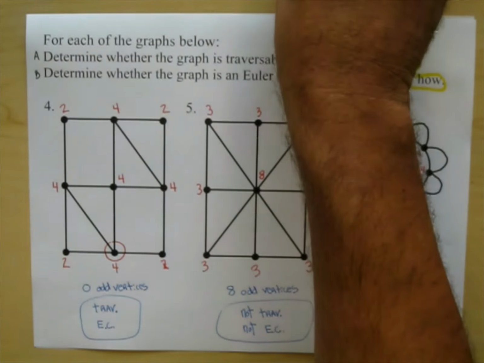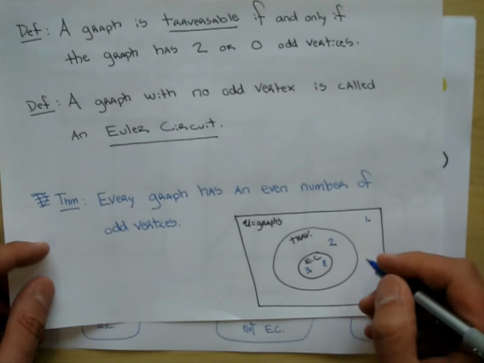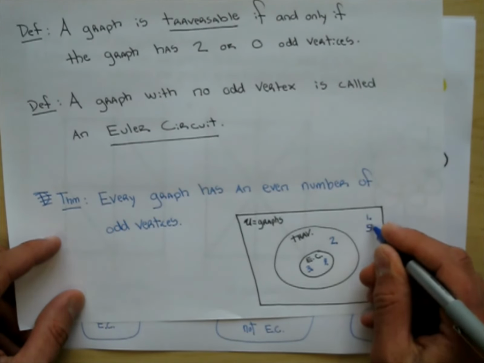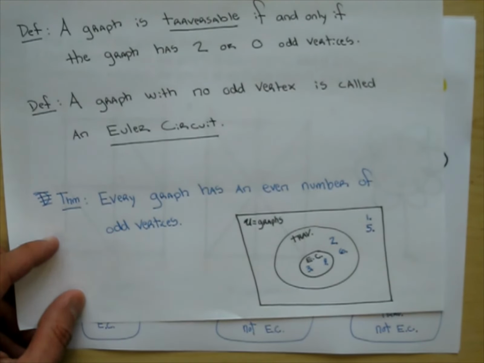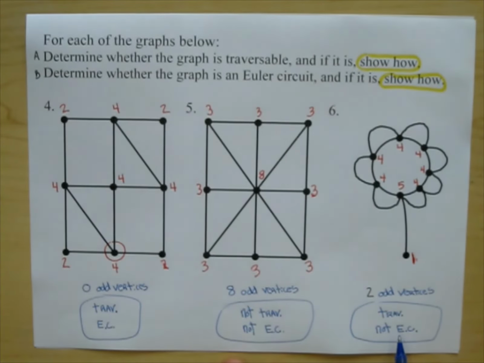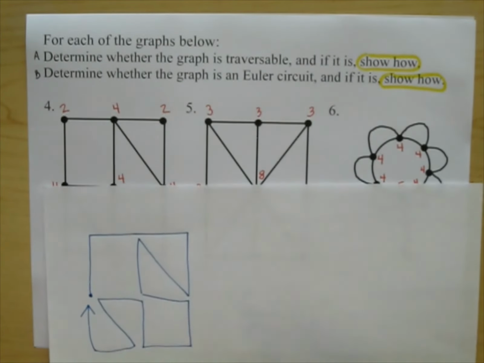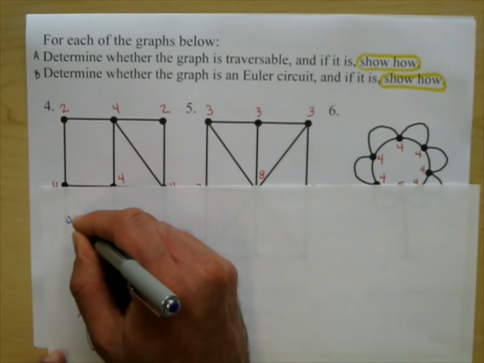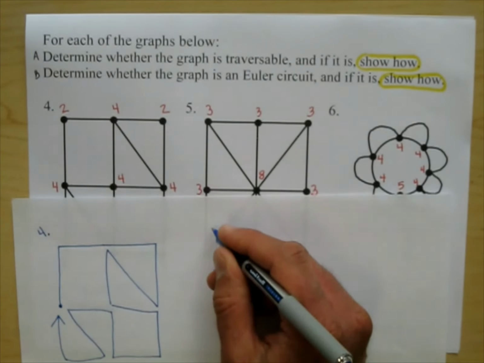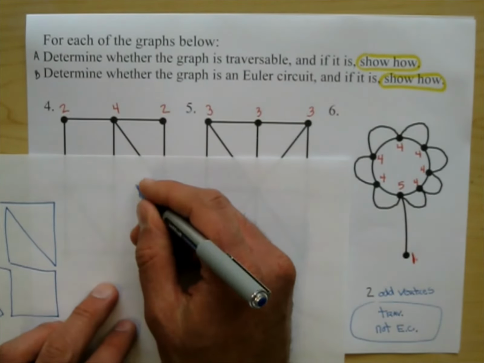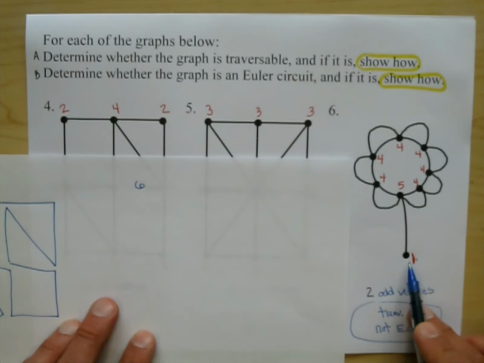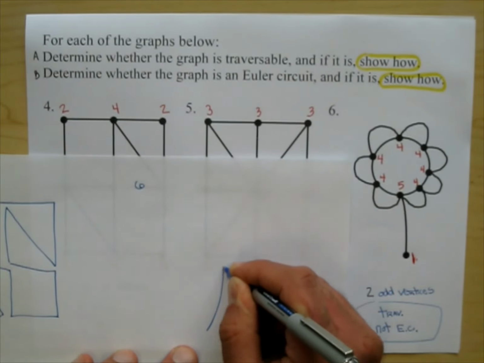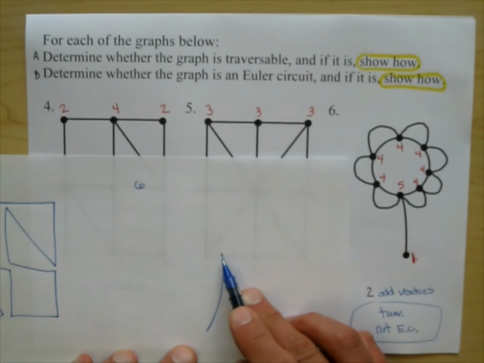In terms of our Venn diagram, number 5 goes here, and number 6 goes there. Because it is traversable, I can trace it, and I'm going to trace it. So this guy right here was number 4. Number 6 I'll put right here. So let's see if we can do it. I'm going to start at one of the odd vertices. I think I'll start down here. So like this. Now I'm up at the 5.